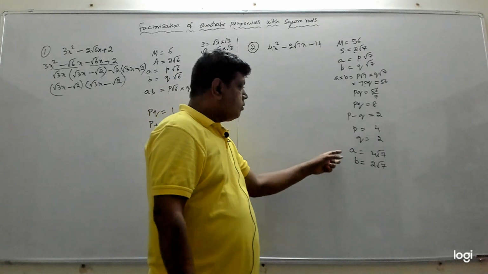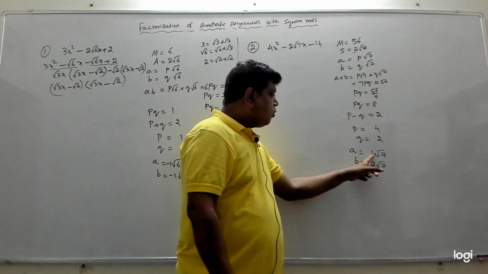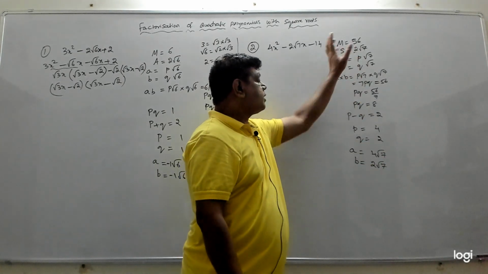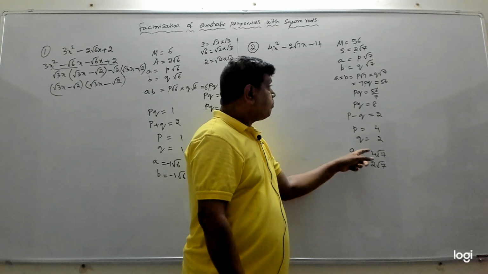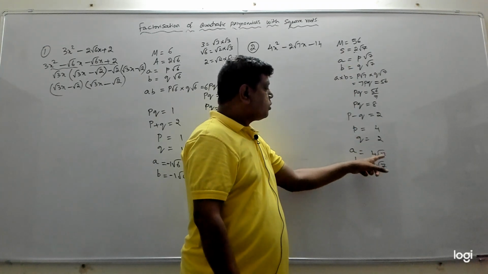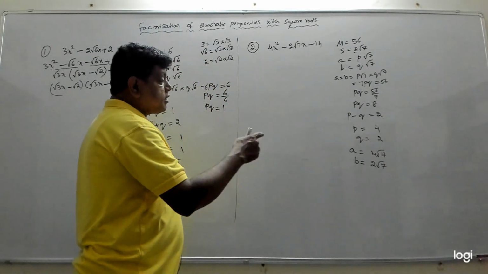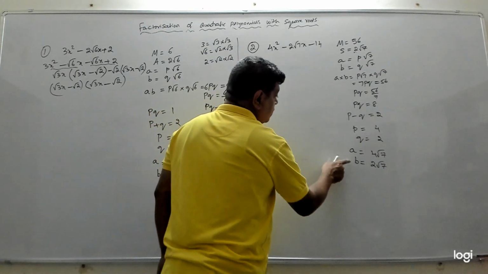If you multiply the two numbers, you will get 4 2s are 8. Root 7 into 7 is 7. So 8 times 7 is 56. And when you subtract 4 root 7 minus 2 root 7, you will get 2 root 7. Now we should decide the sign of these two numbers.